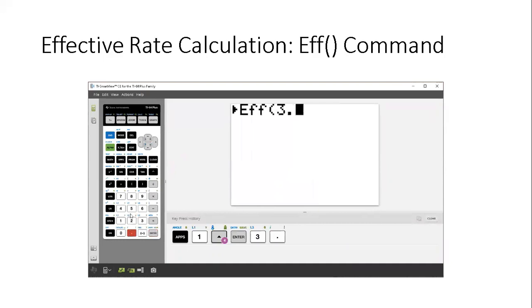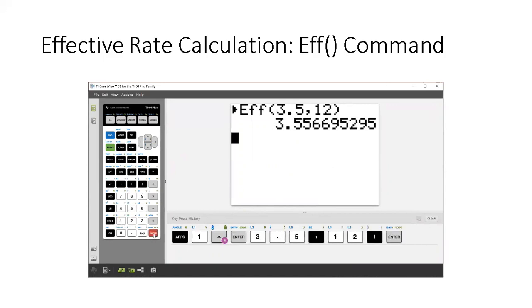And then we type in our rate, in this case 3.5. We type in the number of compounding periods, which is 12. We close it off and we hit enter, and it gives us 3.556, etc. So this is another way that you can calculate effective rate on the TI-84 calculator.